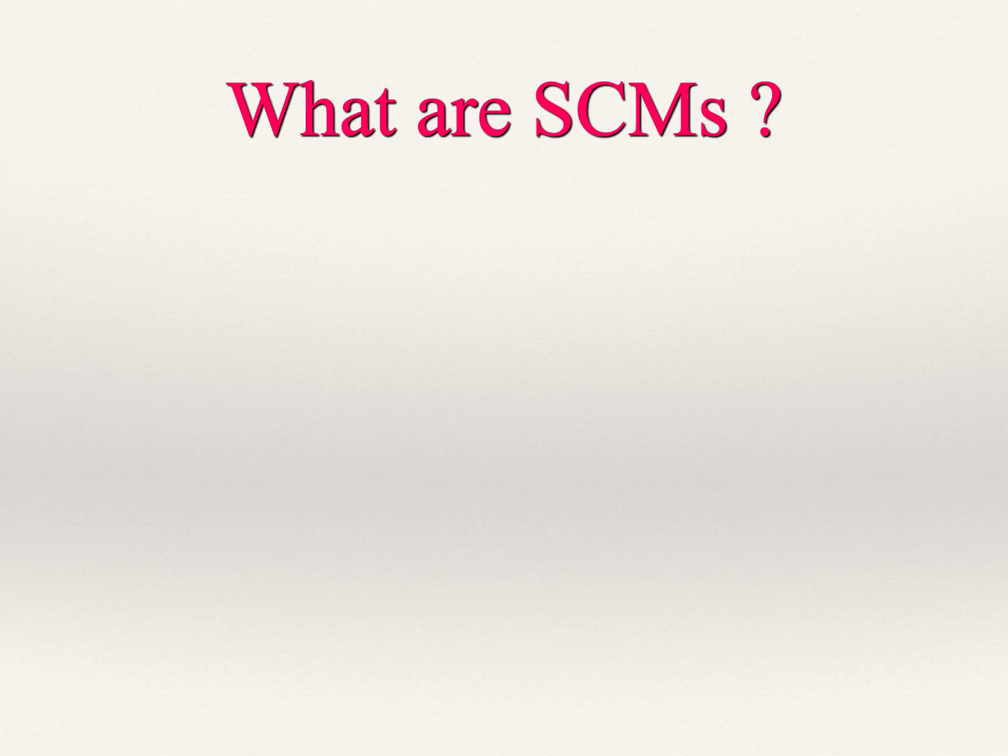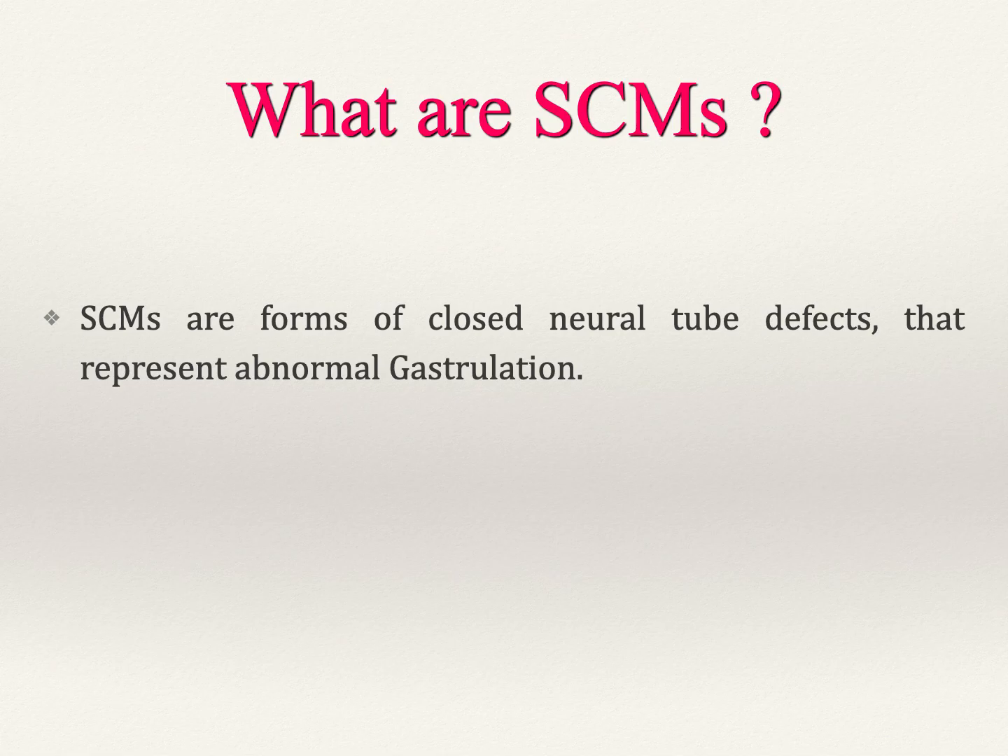So about our lecture today, what are split cord malformations? As we saw in the classification, they are forms of closed neural tube defects that represent abnormal gastrulation, which is a process during embryological development. So an MCQ can be: split cord malformations are open or closed? They are closed and they don't represent an abnormality of neurulation, they represent an abnormality of gastrulation.